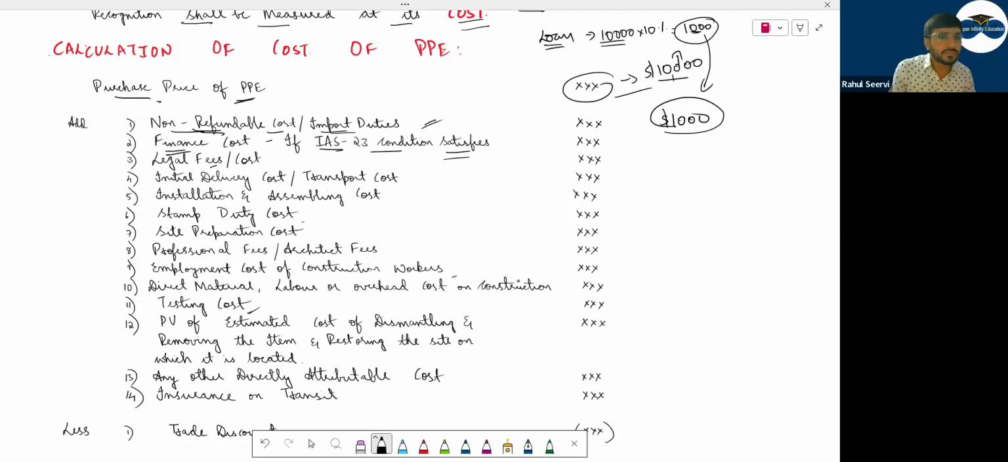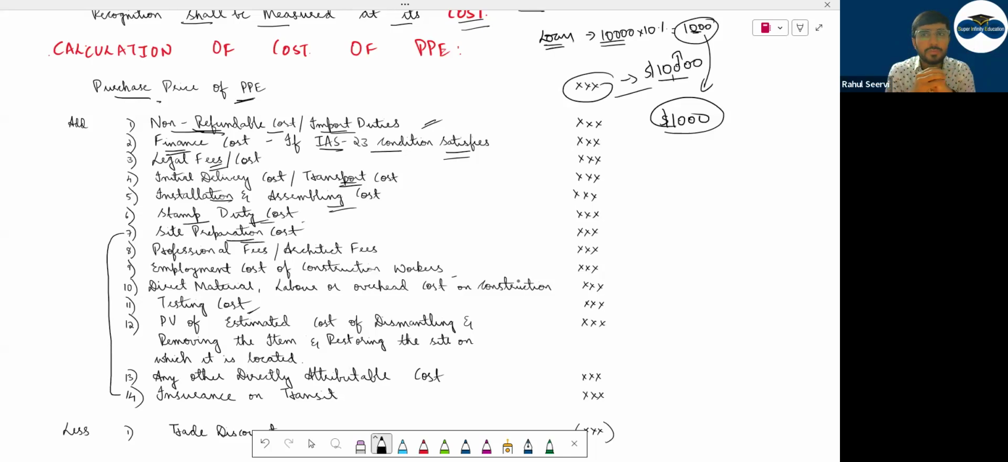Then any legal fees, for legal paperwork I've incurred some fees, 100 or 200 rupees, that also will be added. Transportation cost to bring the machine to my place, that also will be included. Installation and assembling cost, that also will be included. Stamp duty, you are paying some stamp duty, that also will be included. Site preparation cost.